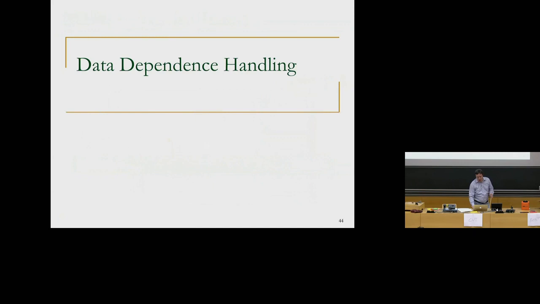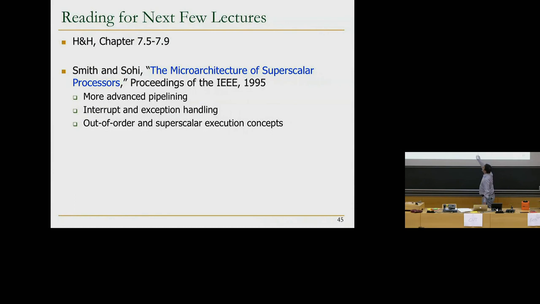So the reading notes, this is important. Harris and Harris, chapter 7.5 to 7.9 is only about these issues, as well as the Smith and Sohi, the microarchitecture of superscalar processors. These are for more advanced pipelining that we are going to see tomorrow, as well as interrupt and exception handling, as well as the out of order and superscalar execution, which is going to be the topic of next week.